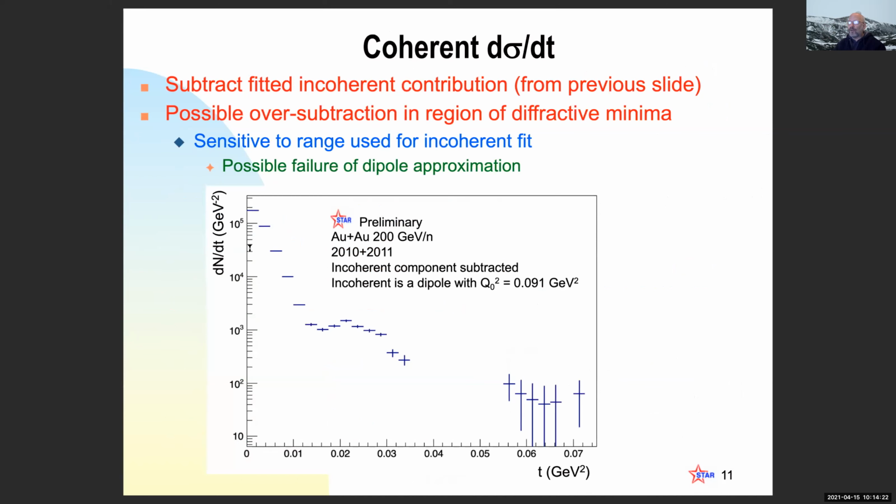So this plot shows the coherent d sigma dt after the subtraction. You can see there's this first dip here, second dip here. Potentially there's over subtraction for the second dip. It's maybe because it's sensitive to the range used for the incoherent fit, or potentially failure of the dipole approximation.